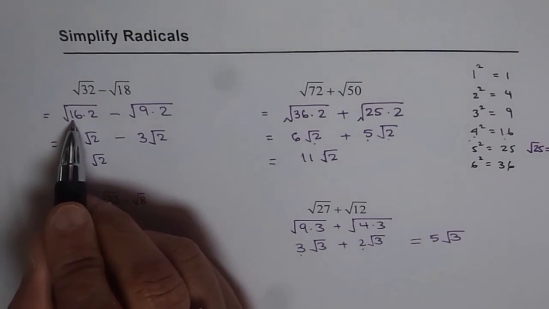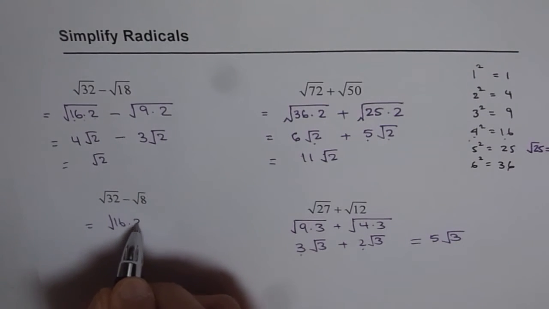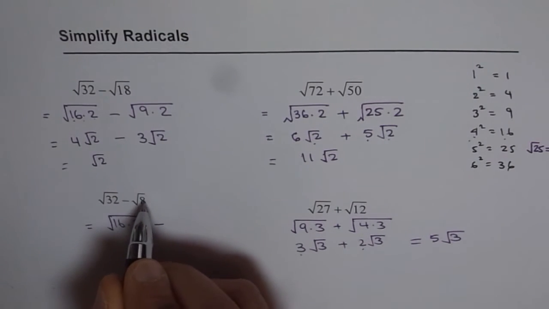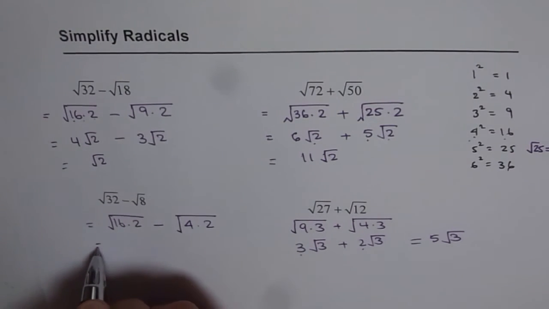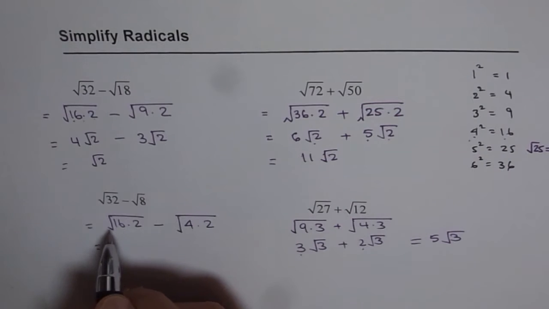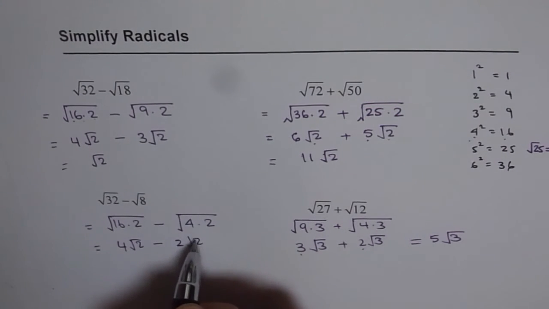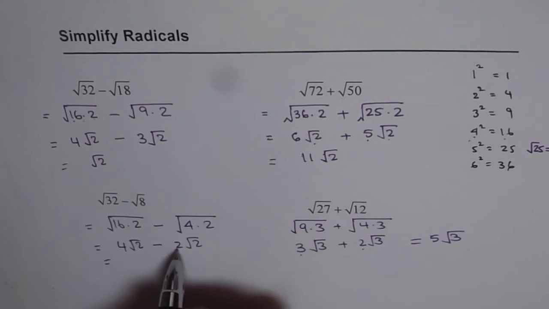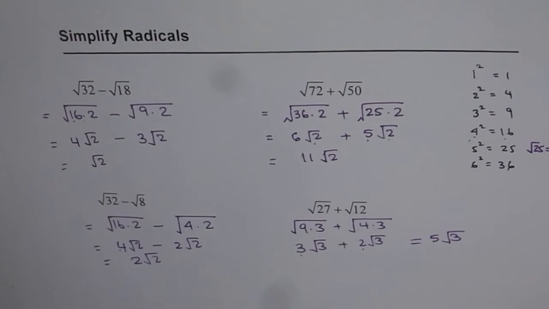32, you know, can be written as 16 times 2. So we'll write 32 as 16 times 2. And 8 can be written as 4 times 2, correct? Square root of 16 is 4. So this is 4 square root 2 minus 2 square root 2. And that leaves us with 4 minus 2 is 2, 2 square root 2 as our answer.